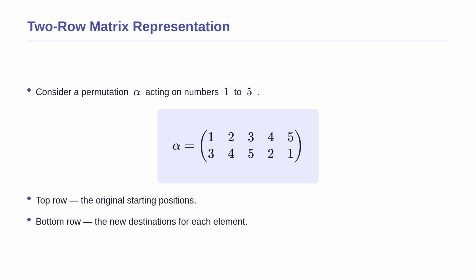Before we write a cycle, we often start with a 2-row matrix. Let us look at where this formula comes from conceptually. The matrix shows a permutation, which we will call alpha, acting on the numbers 1 through 5. The top row represents the original starting positions of our elements. The bottom row represents the new destinations where each element is sent. For example, looking at the first column, the number 1 is sent to the number 3. If the top row increases, the bottom row tells us exactly how the set is scrambled. Our goal is to translate this bulky matrix into a clean cycle notation.